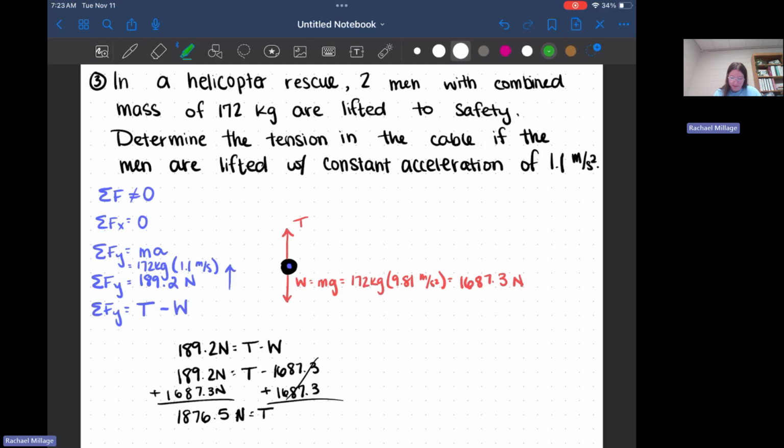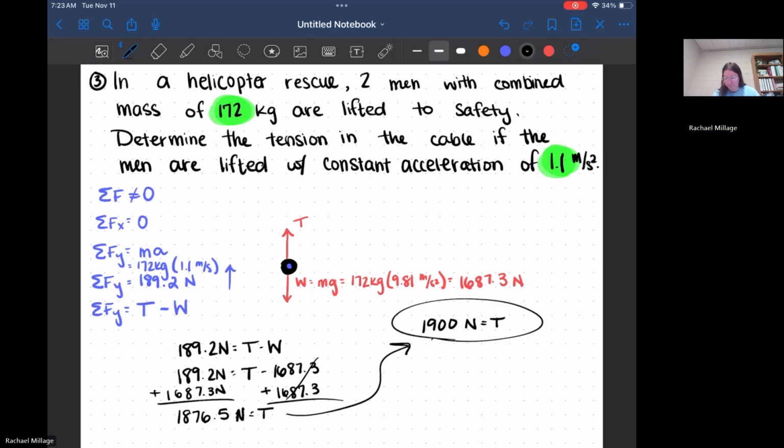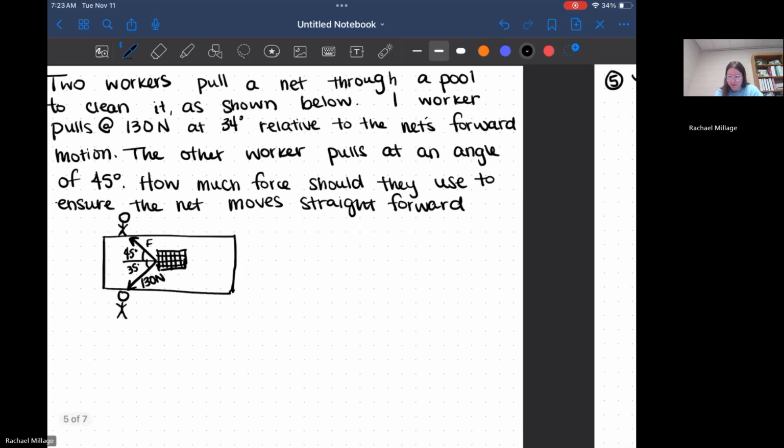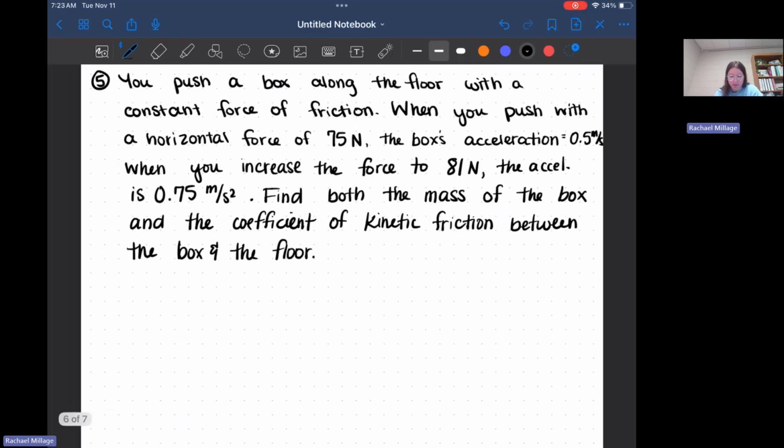But then if we look at sig figs, we have a 1.1, we have a 172. So the 172 has 3 sig figs, this has 2 sig figs. We always go to the least number of sig figs in our problem. So this gets changed to 1900 newtons is my tension. Or you could leave it like this, but scientifically speaking, with sig figs, we would go to this one. All right. I think we have 3 more problems.